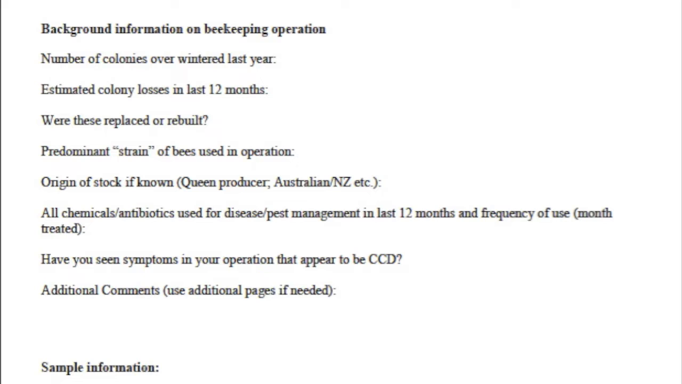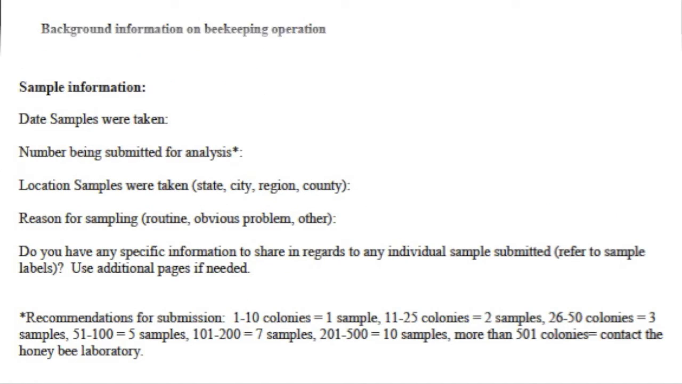Background information on beekeeping operation. That means I need to know the number of colonies overwintered in the last year, the estimated losses, the prominent strain of bees, the origin of stocks, and all chemicals and antibiotics used. And this is very important because I'm not the only one that's going to be looking at these samples. There may be another person analyzing the samples for chemical treatments. So that's very important. And have you seen symptoms in your operation of CCD? And anything additional that you want to put down.